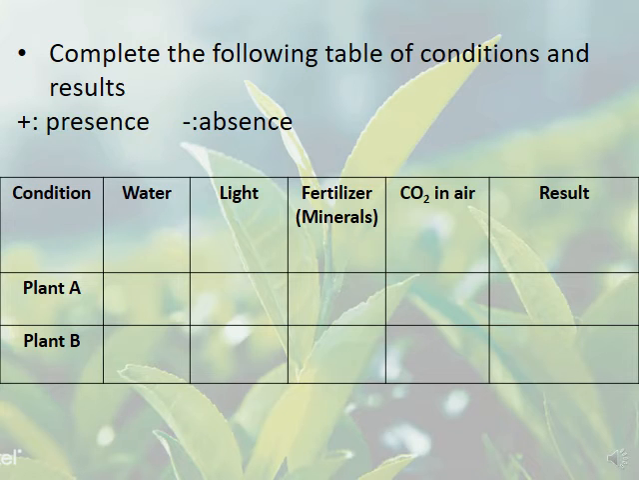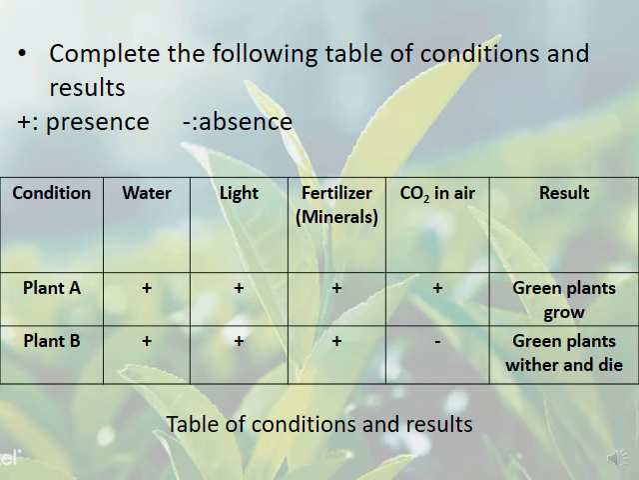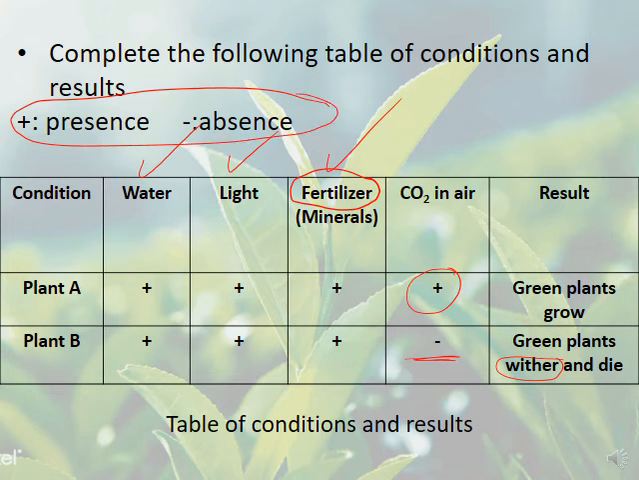So complete the following table of conditions. Whenever we mention fertilizer, it means a supplement of minerals, so it supplies the plant with the minerals. Both of them have water, both of them have light, both of them have fertilizers, and CO2 in air is present in plant A, it's absent in plant B. So the result: plant A grows normally, while plant B withers and becomes yellow in color and will die. Don't forget the legend for the table and also the title for the table.